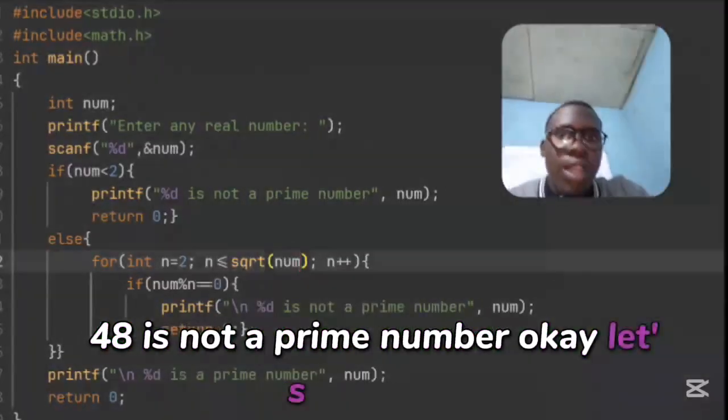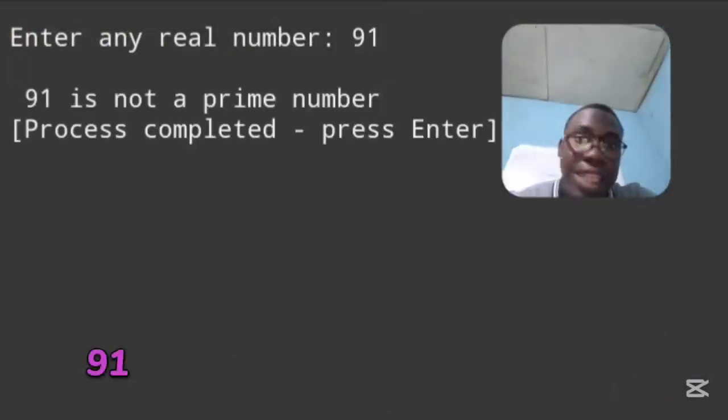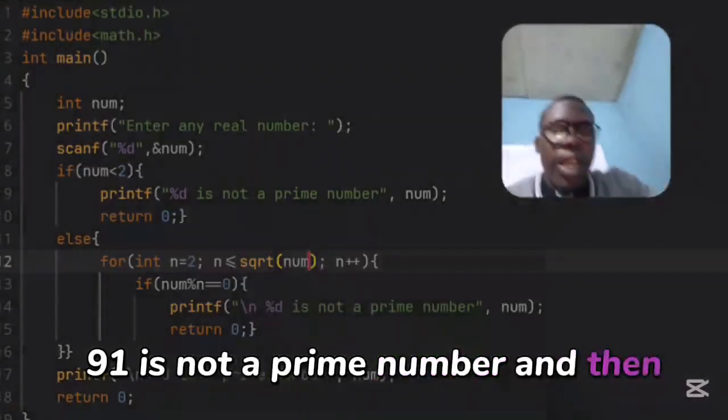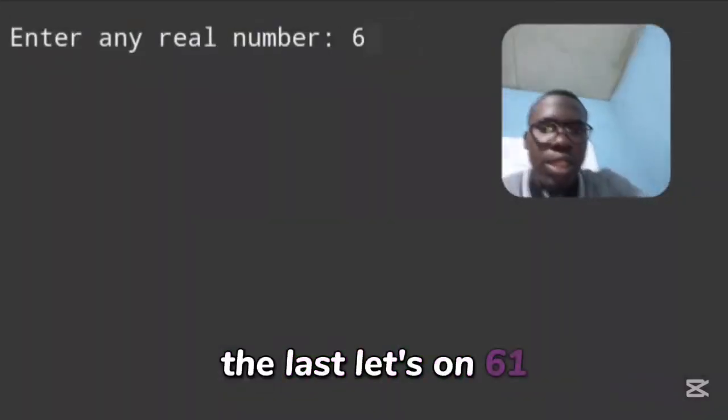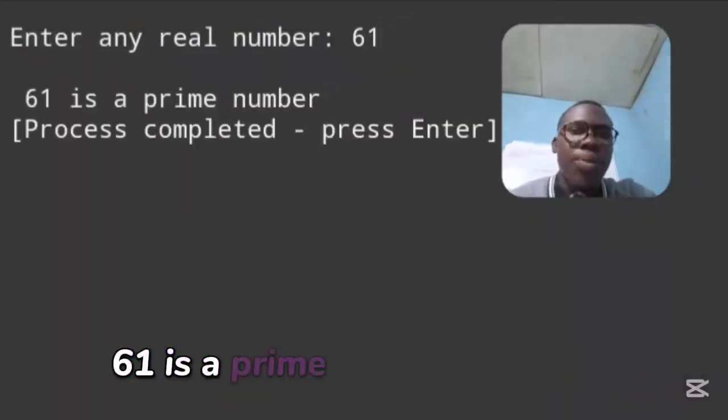Okay, let's run 91. 91 is not a prime number. And then the last, let's run 61. 61 is a prime number.